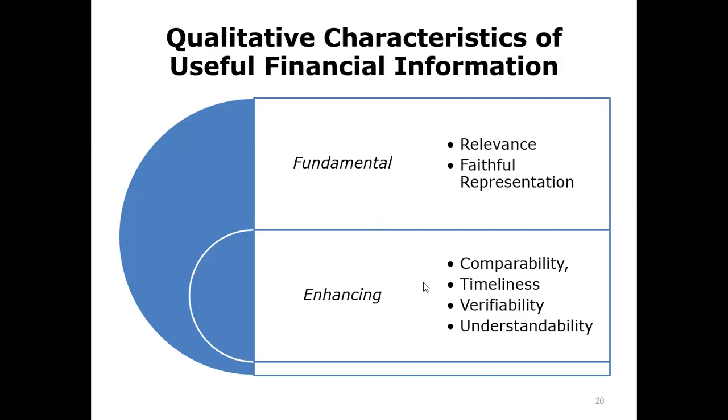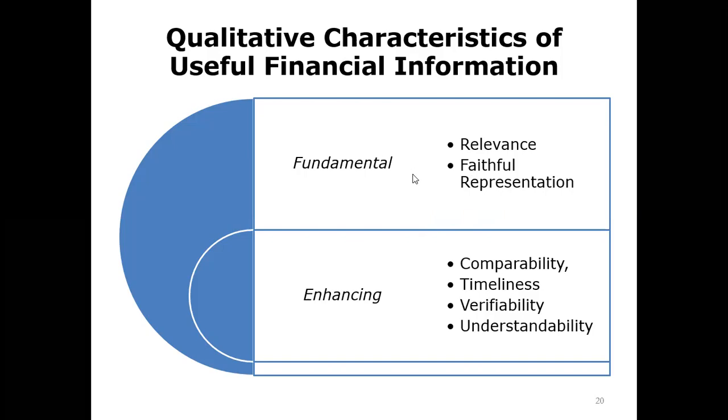So the first 2 would have some sort of relationship to relevance. And if you look at verifiability, it is related to faithful representation the most. And understandability, again, that relates to relevance. So we can roughly draw a kind of connection between these. Comparability, timeliness, and understandability are linked with relevance, while verifiability is closely associated with faithful representation.